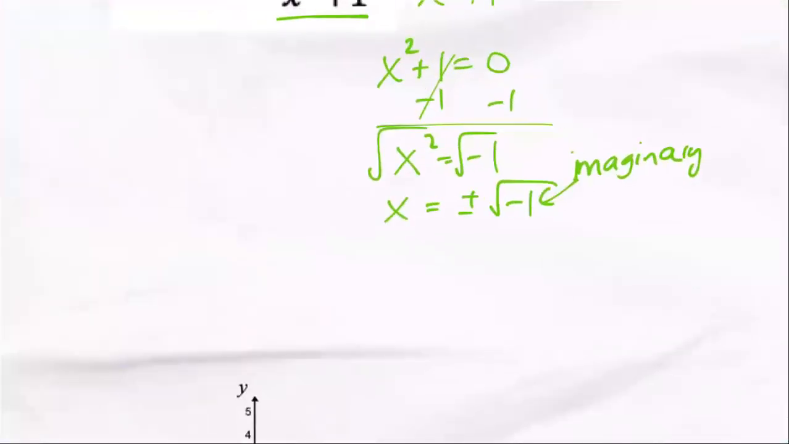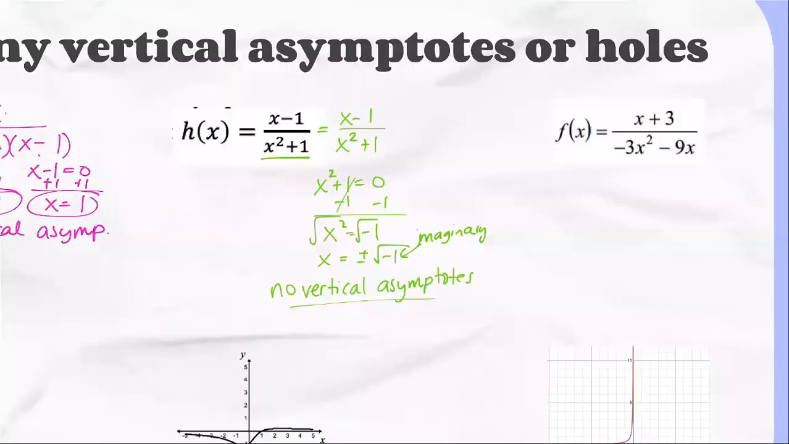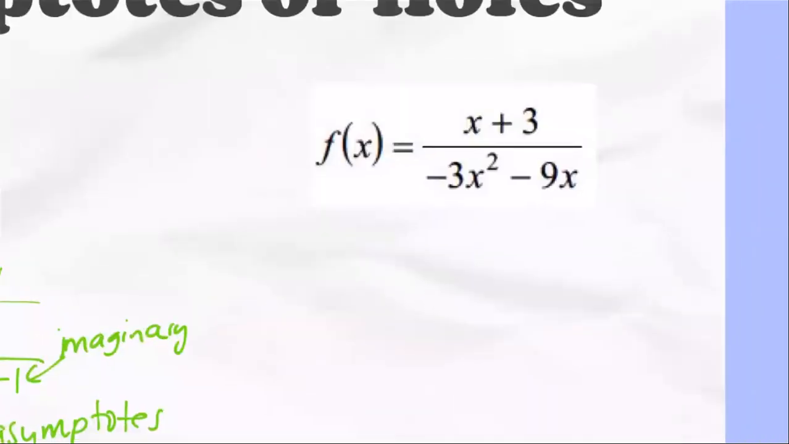So in this case, there are no vertical asymptotes. And that's because there's no place that equals 0 on the bottom. All right, let's go ahead and look at this last one.